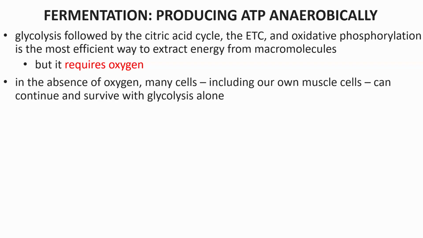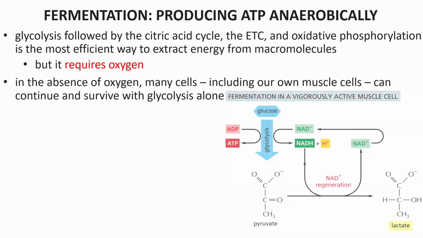And lots of cells can do this. There are fermentive bacterial cells, there's fermentive yeast, and even our own muscle cells can ferment for quite some time when they're deprived of oxygen before they begin to die. And so these cells are surviving on that measly little 2 ATP profit that comes out of glycolysis.